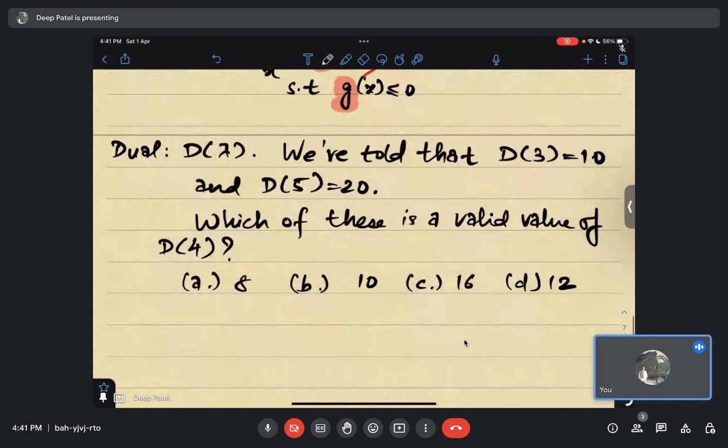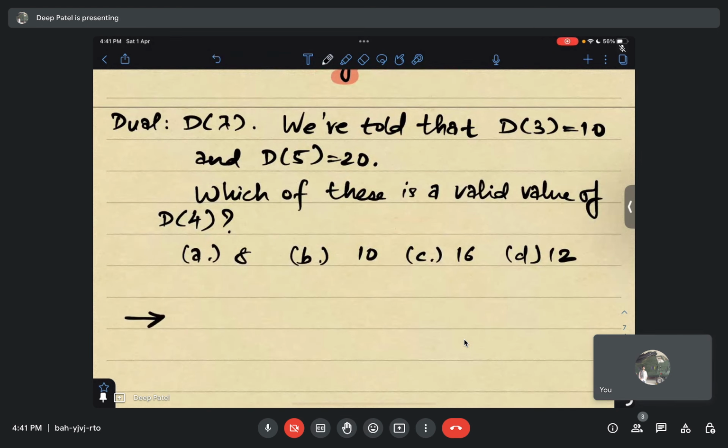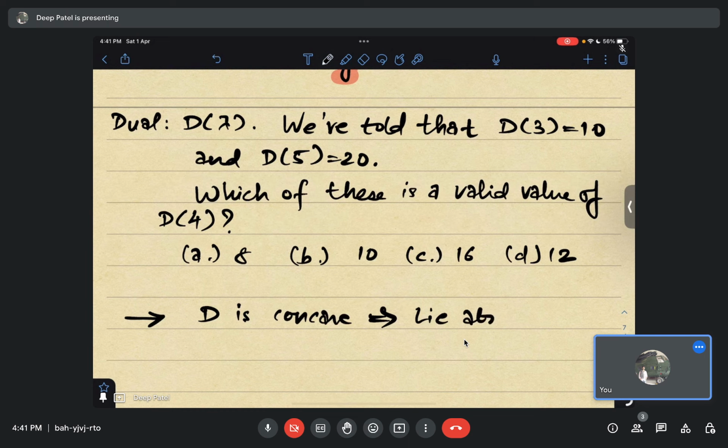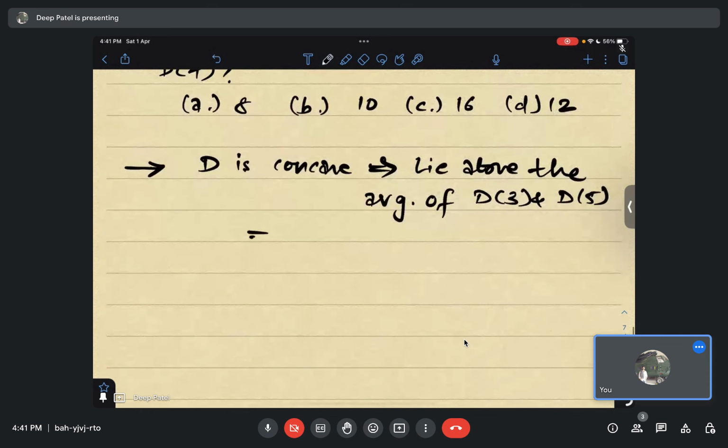So how would we go about this? Just use the concavity property of the dual function. Since d is concave, this implies d of 4 lies above the average of d of 3 and d of 5, by definition. So this implies 16 is possible.